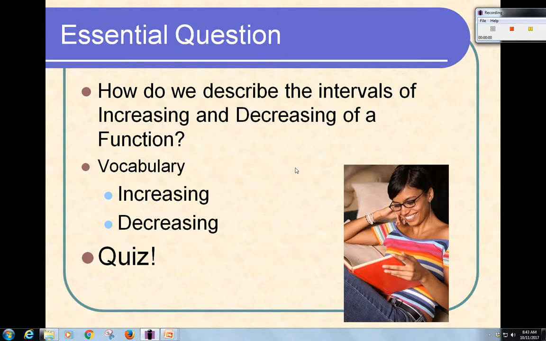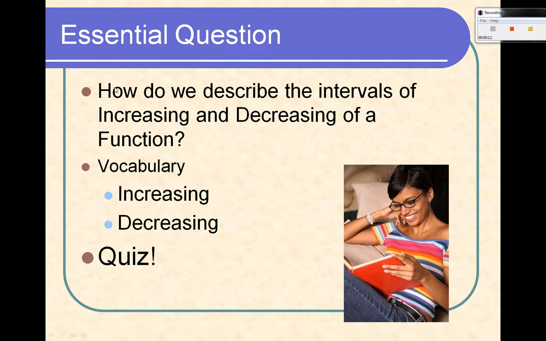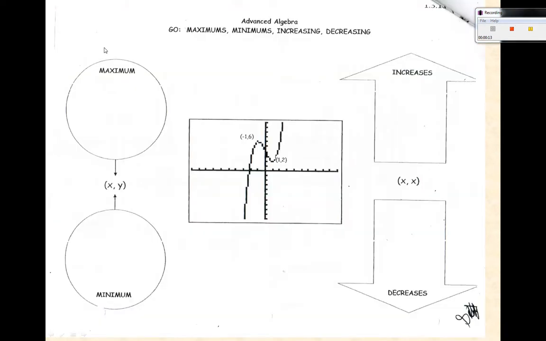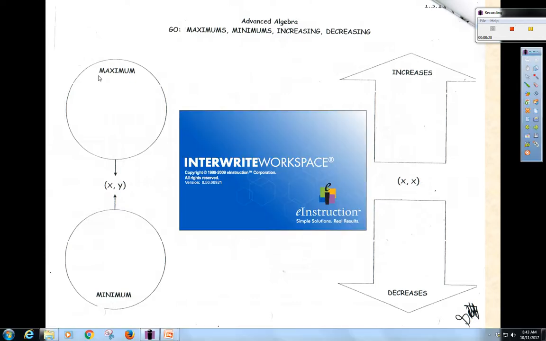Alright guys, our central question for today is how do we describe the intervals of increasing and decreasing of a function? Whenever we talk about intervals of increasing and decreasing, what we want to remember, guys, is that we read a graph from left to right.